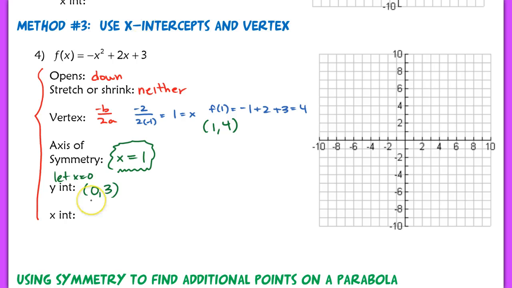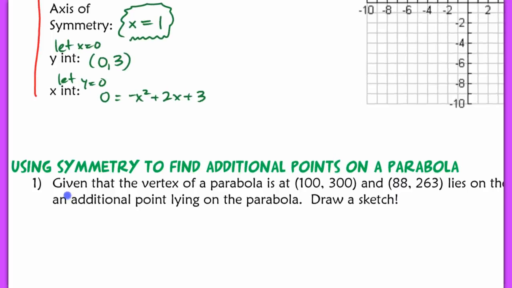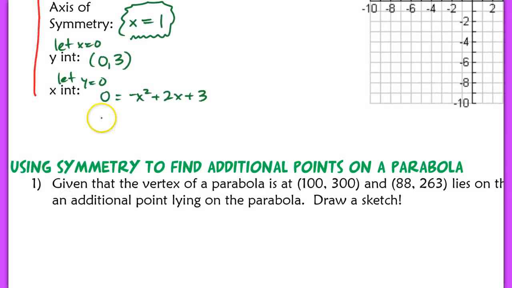Okay, now for the x-intercept, this is where we let y equal 0. So if I plug in 0 equals negative x squared plus 2x plus 3, I now have a quadratic that looks just like your quadratic worksheet from days 1 and 2. So let's solve this. The fastest way I think to solve this is to factor out that negative, and from here I can factor this trinomial that's left over.